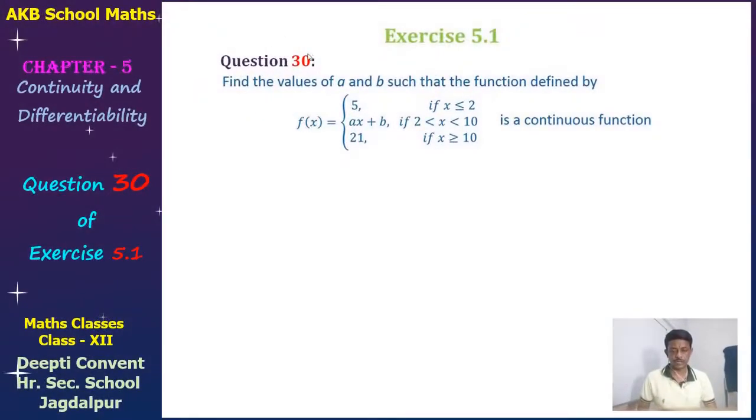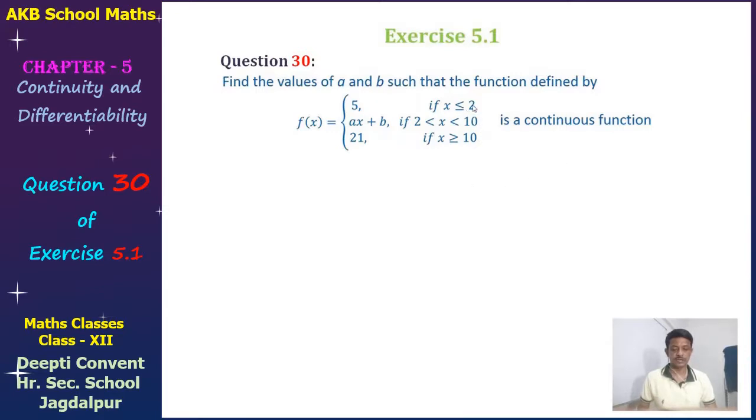Question 30 of exercise 5.1. Find the values of a and b such that the function defined by these is a continuous function. Only a continuous function. That means this function is continuous in its whole domain. So we are trying to find the values of a and b using this condition.